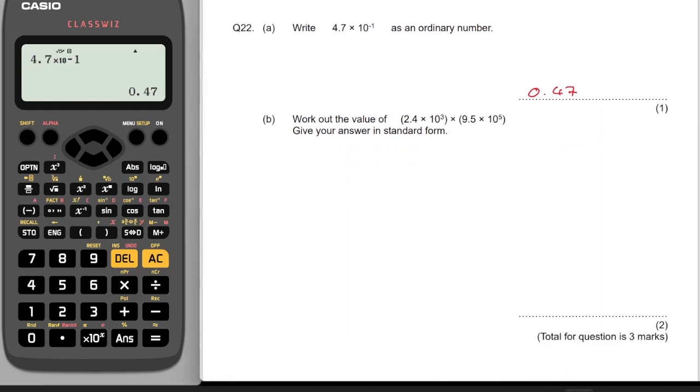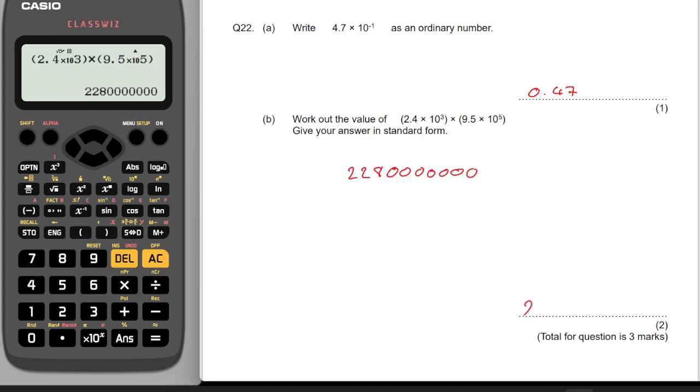So I'm just going to use my calculator for this. Open bracket, 2.4, standard form button, 3, close bracket, times by, and then same again, open bracket, 9.5, standard form button, 5. Provided I've typed that correctly, when I press equals, it will give me my value. 228 with 1, 2, 3, 4, 5, 6, 7 zeros.